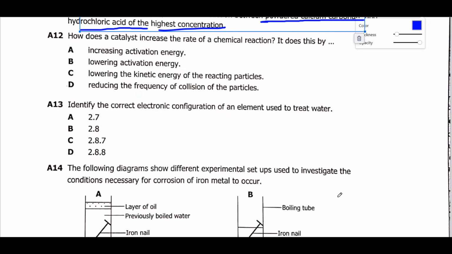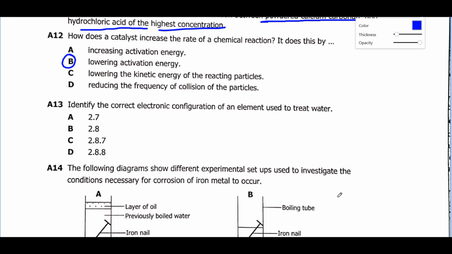Question 12. How does a catalyst increase the rate of a chemical reaction? For a reaction to start to take place, there should be a small amount of energy. This amount of energy that ignites a reaction is what we call the activation energy. So now, how does the catalyst increase the rate? It does that by lowering activation energy.